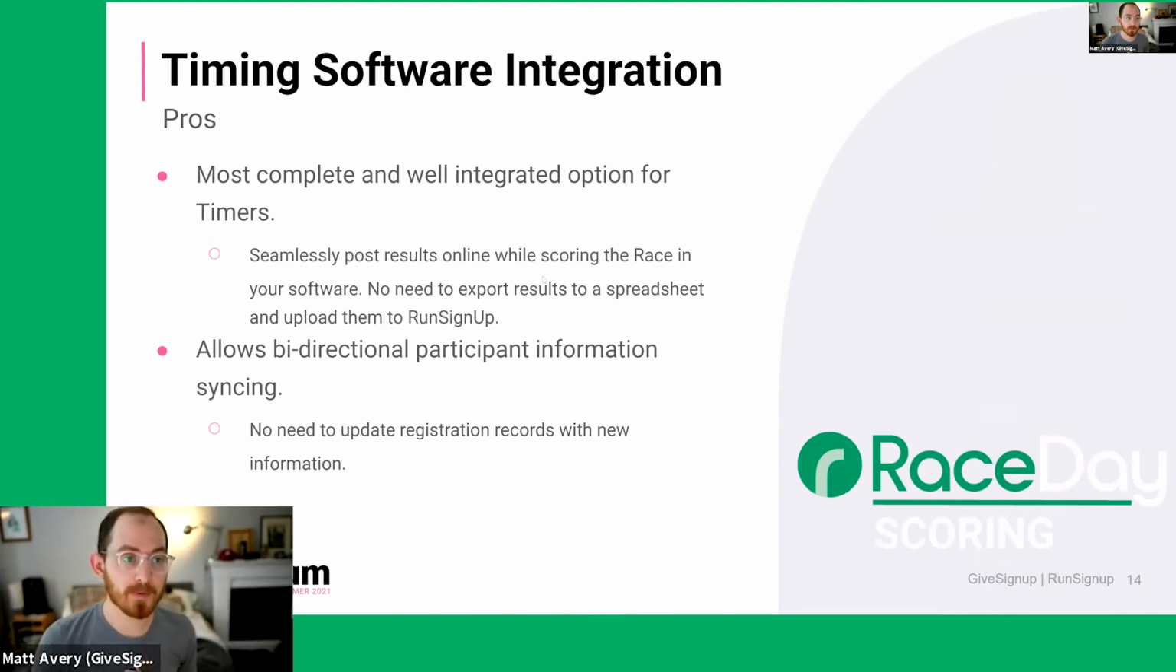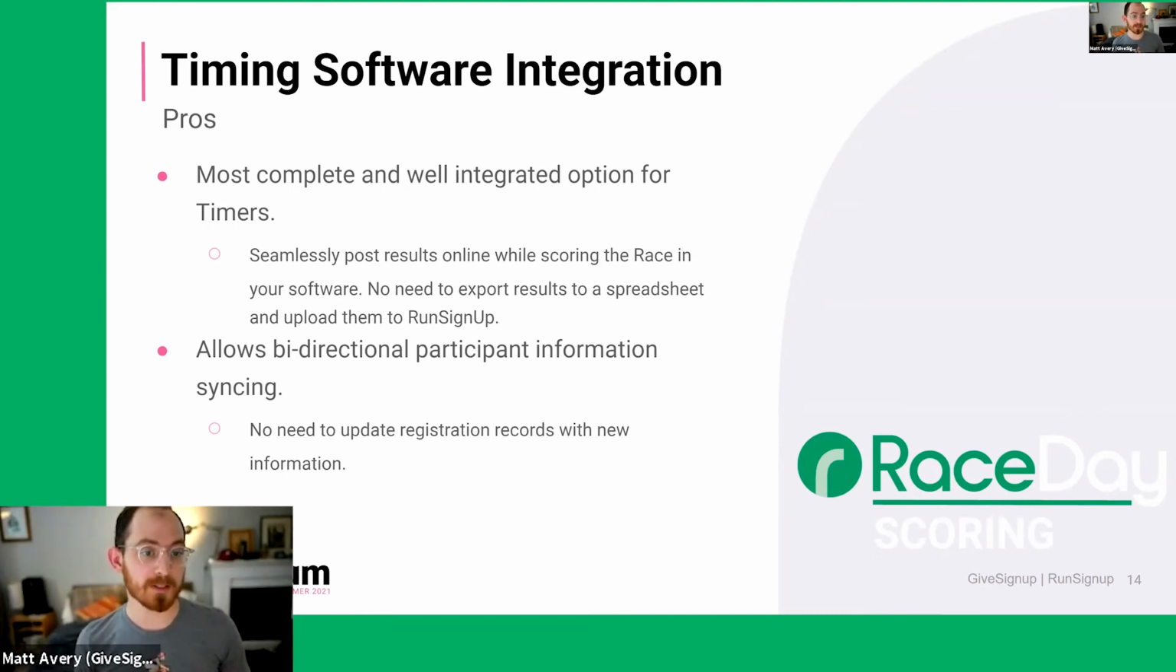Now, let's move on to timing software integration. So this is the best option you have, really. So this is using our RunSignup API, which is a way to communicate with software products. So this allows us to post results for a race from RaceDay scoring to RunSignup, or from like RaceJoy to RunSignup. That's how RaceJoy does their result data that they saw this morning from the Summer of Fun.